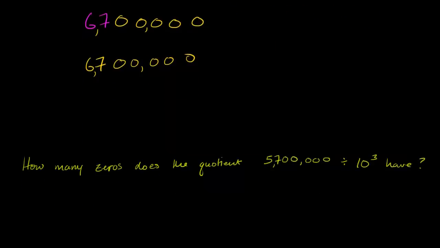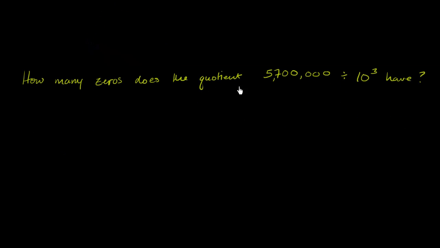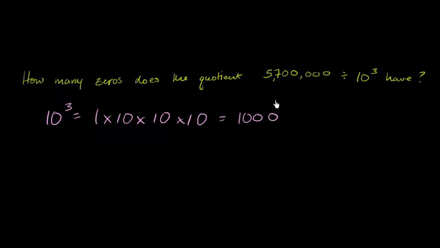Let's do another one. How many zeros does the quotient 5,700,000 divided by 10 to the third power have? Well, 10 to the third power, we already know. 10 to the third power is the same thing as 1 times 10 times 10 times 10, which is the same thing as 1,000. And so if we're dividing by that, that's the same thing. So, another way of writing this expression right over here.